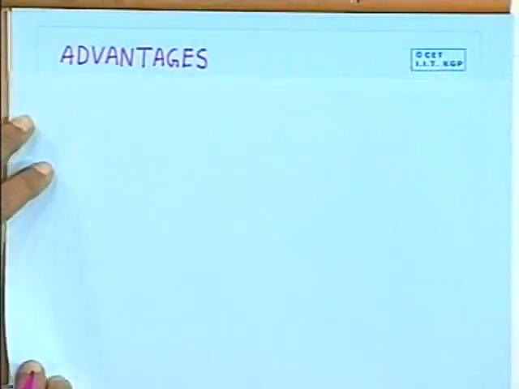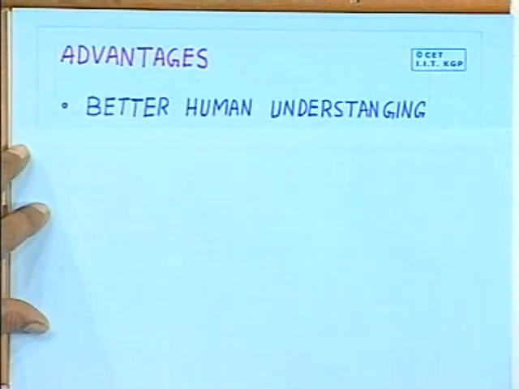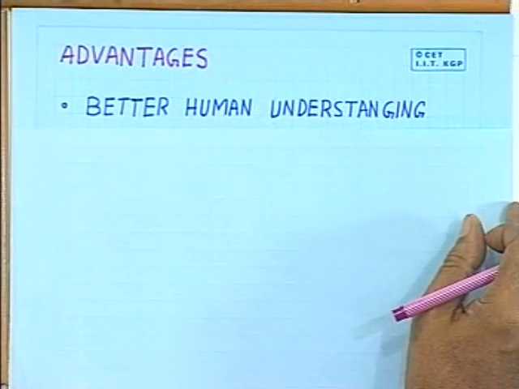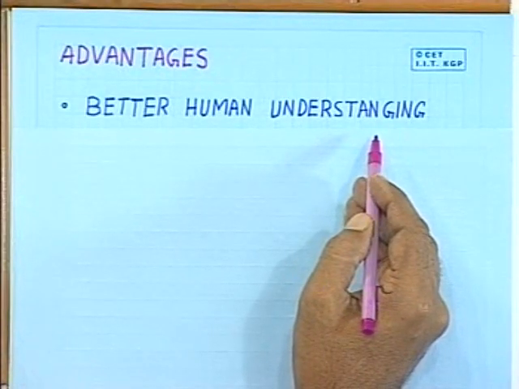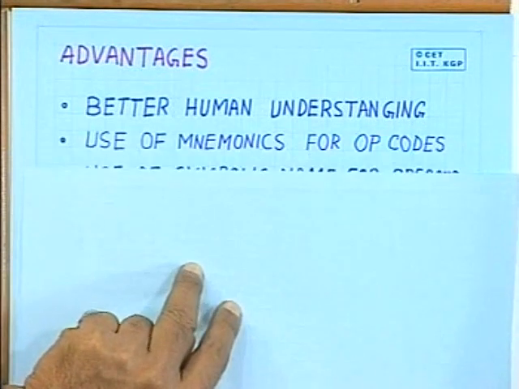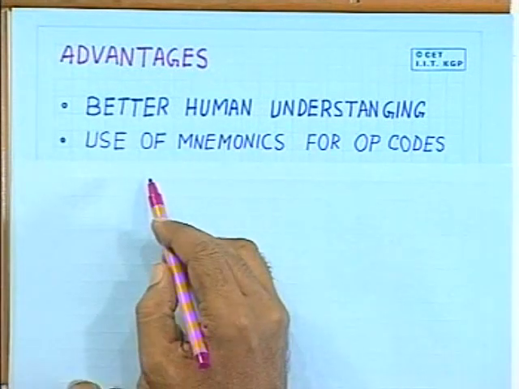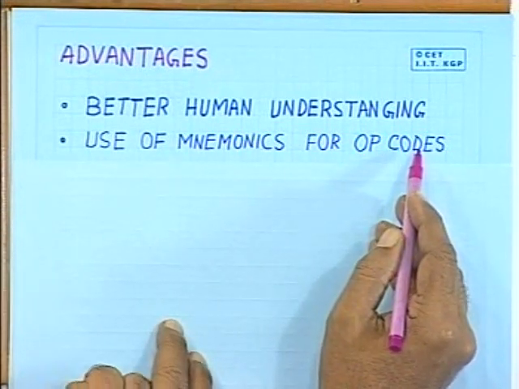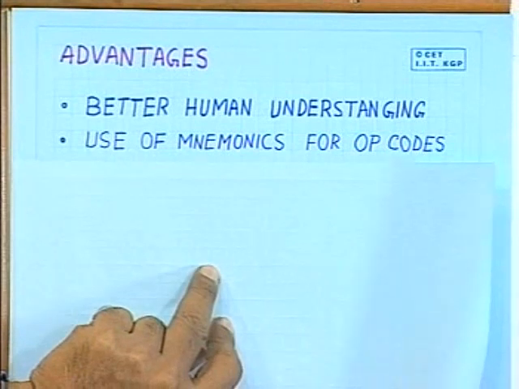Let us look at the advantages. First of all, it is better for human understanding. As I have told, it uses mnemonics. So obviously it is much closer to the English language, and as a result it is better for human understanding, and it is made better by using mnemonics for opcodes. So operations are easily understandable by the human user.